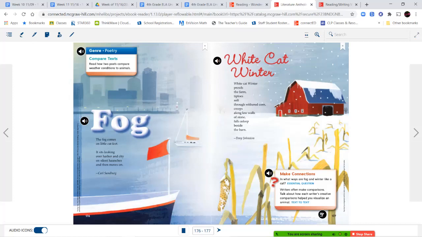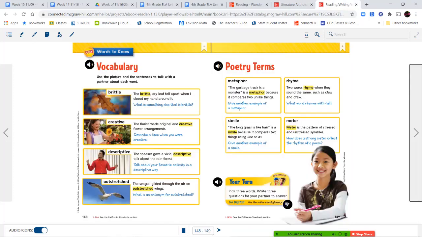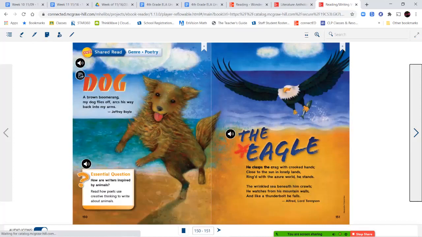All right, so that takes us to the end of our poems for our literature anthology book. And now we're going to jump into our readers and writers workshop where you can see the vocabulary words and the poetry terms that we talked about. And we're going to listen to some of our poems here. So this first poem is a haiku.